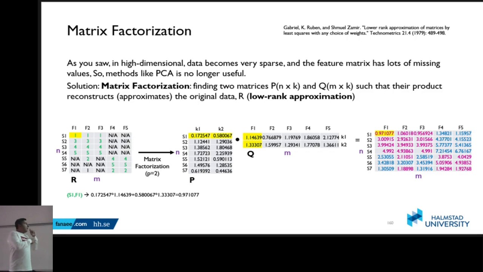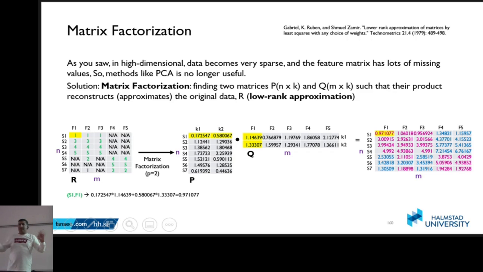If we want to reconstruct this value, we just need to make a dot product of the vector corresponding to S1, F1. We want to compute S1, F1. From the P matrix, we get the first row, for S1. Then we get the column from the Q matrix for F1, because we are interested in F1. If we make a dot product of these, it reconstructs this value.